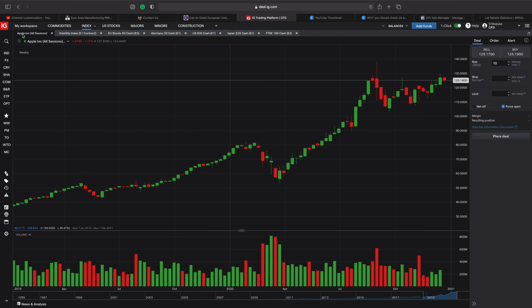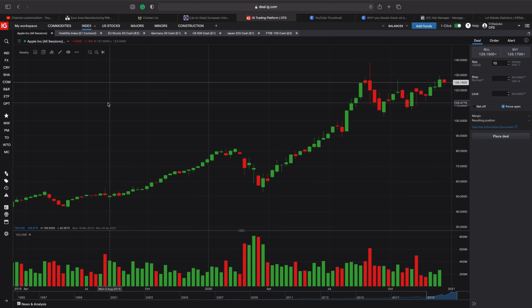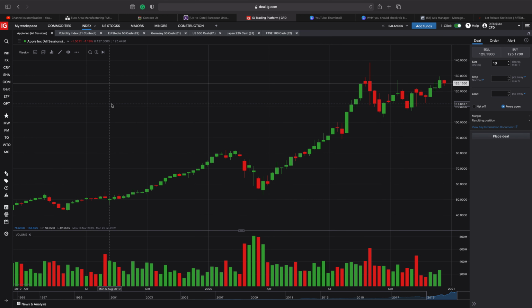Now, Apple being a tech company, what you can also notice is that Apple continuously kept going up, and the overall trend on Apple is an upward trend. It's a very strong company. It's the most valuable company right now, about 2.1 trillion US dollars. So it does make sense.